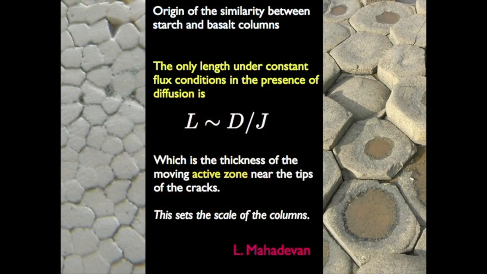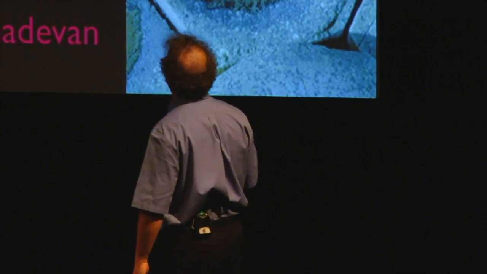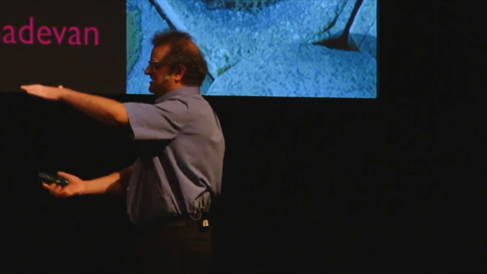Now, this is where Mahadevan comes in, because he realized that if there's diffusion happening in the system, and both water and heat diffuse around in the vicinity of the crack tips, then there's a length that comes out just magically from the ratio of the diffusion constant and the flux. It's actually technically known as the Moens-Sikirka length, and it appears in other physics problems. There's really only one length in the problem, is what it boils down to. And this actually scales the thickness of that active zone.